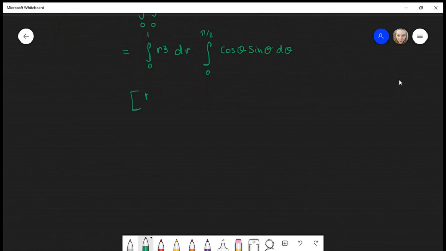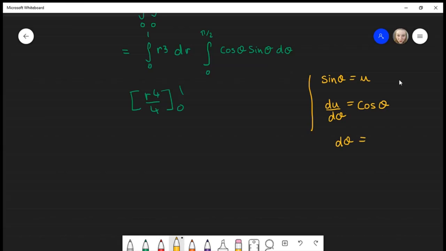This just becomes r to the 4th over 4 between 0 and 1. How are we going to do cos theta sine theta? I am going to use a change of variables, and I am going to make sine theta equal to u. Therefore, du by d theta is cos theta, so d theta is equal to du over cos theta. Sub that in. I'm going to leave the limits because I'm going to convert it back later on, so I don't need to convert the limits.